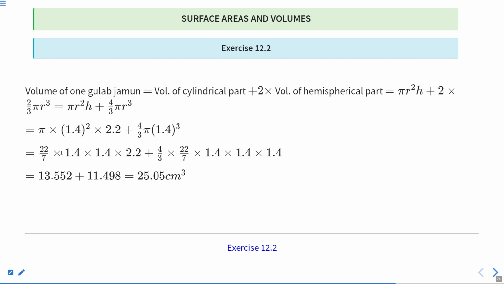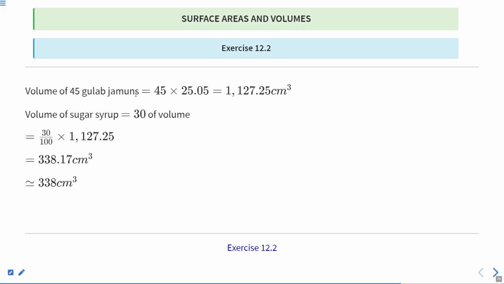If we calculate it, we get 13.552 plus 11.498. If we add them, this is equal to 25.05 centimeter cube. So the volume of one gulab jamun is 25.05 centimeter cube. Now the volume of 45 gulab jamuns is equal to 45 times the volume of 1 gulab jamun, where the volume of 1 gulab jamun is 25.05 centimeter cube.